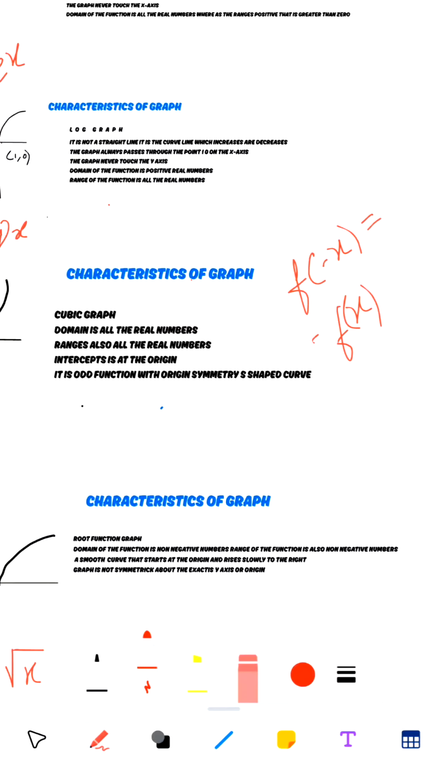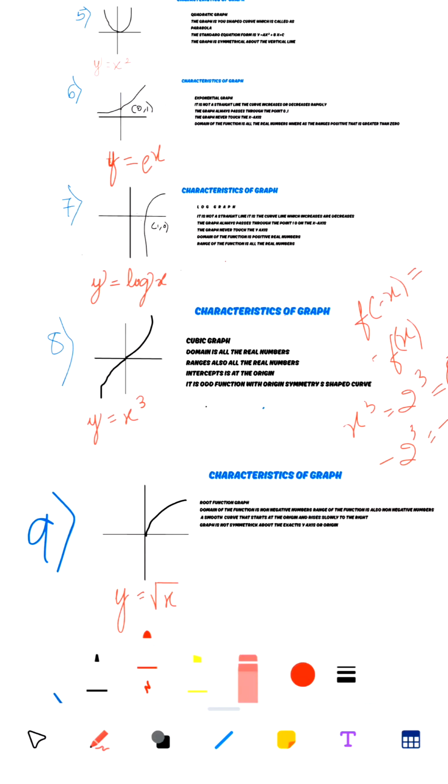Let us take an example. If I consider x cube as a function, then 2 cube is equal to 8, and minus 2 cube is equal to minus 8. So f of minus x is equal to minus f of x, and then it is called an odd function. I hope you understand about the cubic graph.